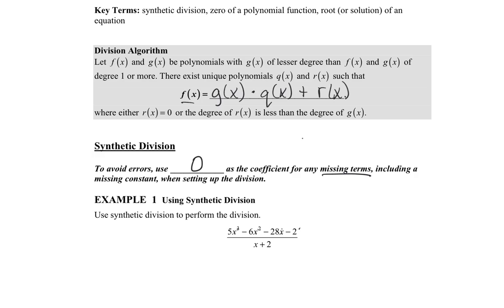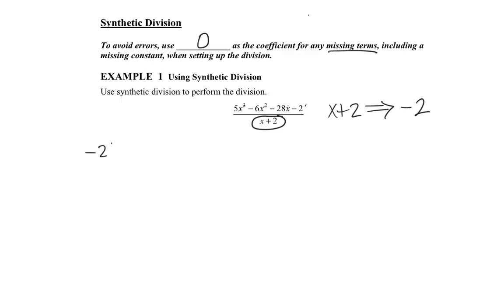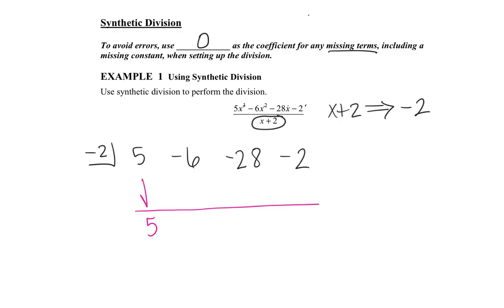Now to use synthetic division, you take this. So this is your x plus 2, and the way it's going to convert is this plus 2 is going to be, you're going to divide by a negative 2. So you're going to write your negative 2 down, and you're only going to write down the coefficients. You're not going to write down the variables. So the 5, negative 6, negative 28, and negative 2. So you write it down, draw a line a little bit under, and you bring down that first term.